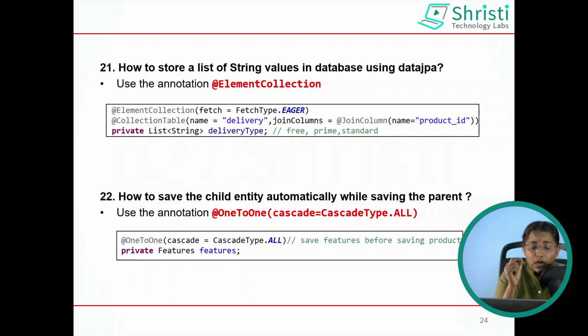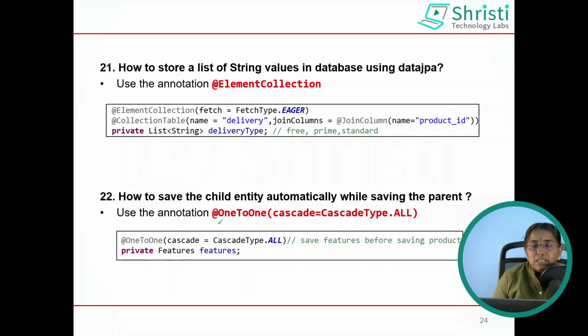Next question. How to save the child entity automatically while saving the parent? While working with association mapping, while the parent entity is getting saved, automatically the child entity should be saved to the child table. For example, I have an Employee class with Address as an instance variable. Address is annotated with @OneToOne. While saving the Employee object, the Address object should be saved to the address table.